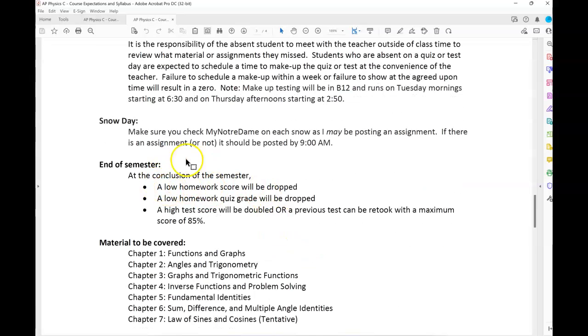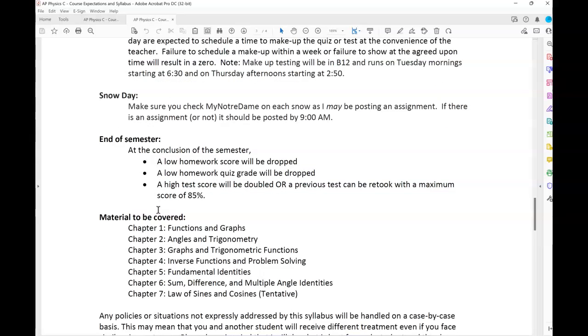At the conclusion of the semester, we're going to drop a low homework score, drop a low homework quiz grade, and we're going to give you the option to either take a doubled high test score or retake a previous test where the max score is capped at 85%. This doesn't happen until the end of the semester. We'll talk about it more then, about how to choose which one might be best for you, or remind you of that option. But keep in mind that's the only retake that's going to happen outside of astronomical circumstances, or things beyond everyone's control.